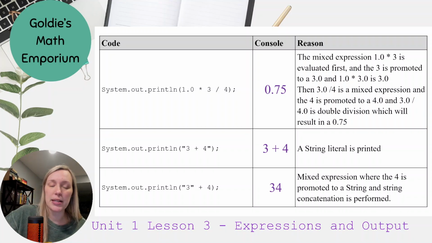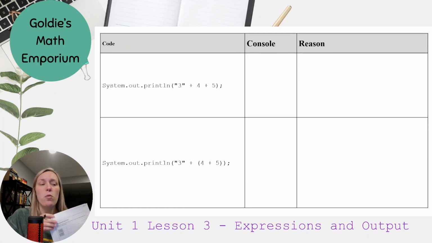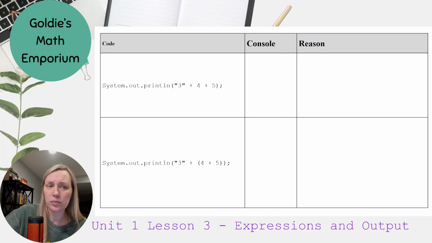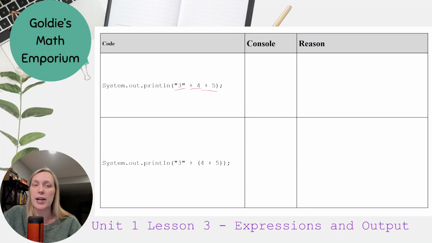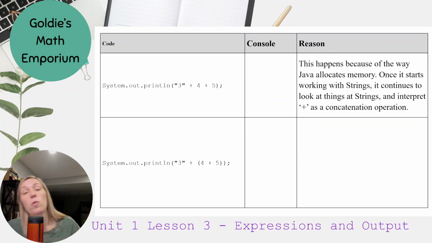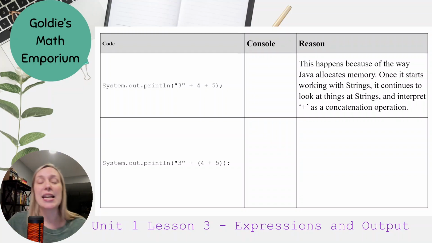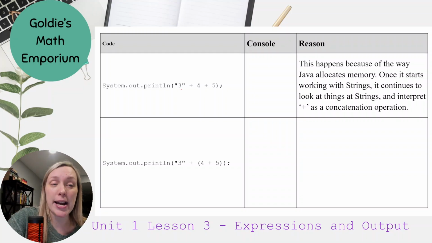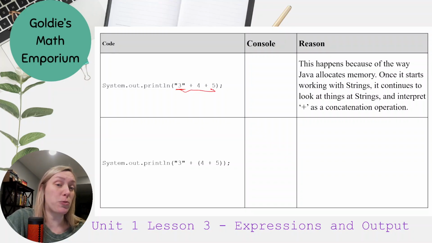Last two code segments here. More mixed types. What happens when you have 3 plus 4 plus 5, okay? When you're mixing all of those together, okay? Well, what happens is the way Java allocates memory, it recognizes that this is a string, and what's going to happen is it's going to see the rest of this expression as a string.